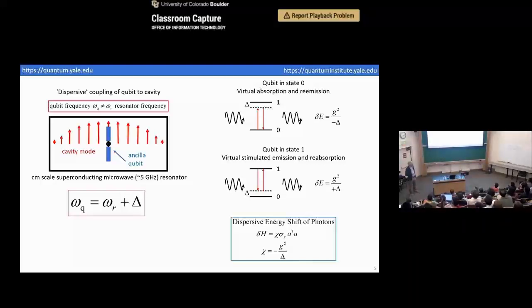Okay? So this dipole coupling, which had a sigma x in it, when you go to second-order perturbation theory, you end up with a sigma z a dagger a. And this dispersive shift is given by the vacuum-Rabi coupling squared over the detuning. Okay? Is that clear?